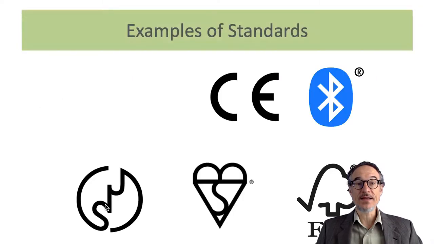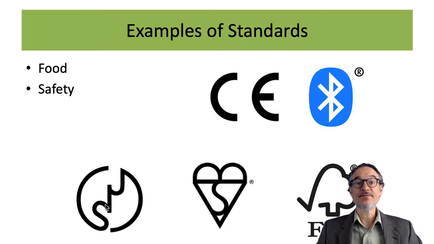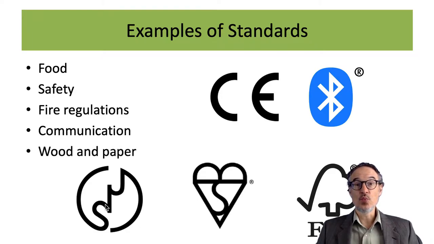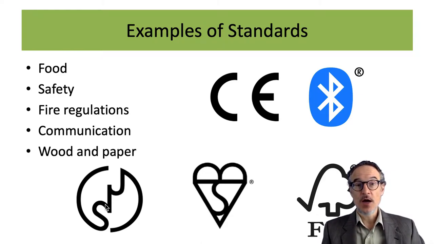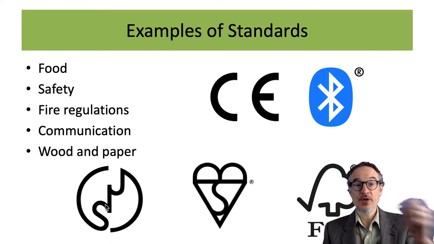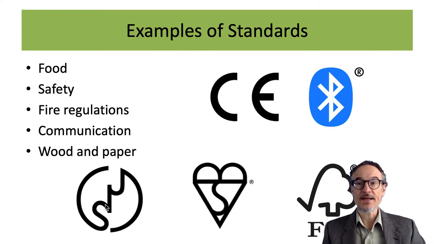Now you probably know many standards. You may recognize some of these logos. Standards often apply to food, to safety, fire regulations, communication, wood and paper. The standards that we can see here, you probably recognize Bluetooth. Bluetooth is a communication standard by which two devices can communicate electronically. Under that is the FSC, the Forestry Stewardship Council. You see this on paper or wood products to show that the trees have been managed carefully.